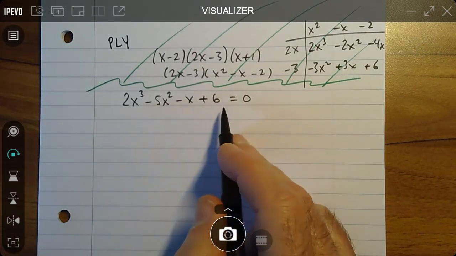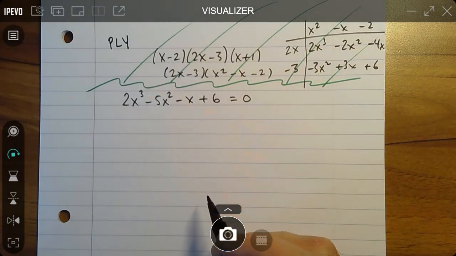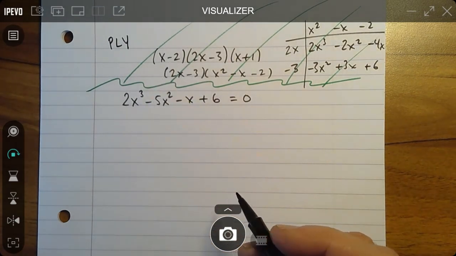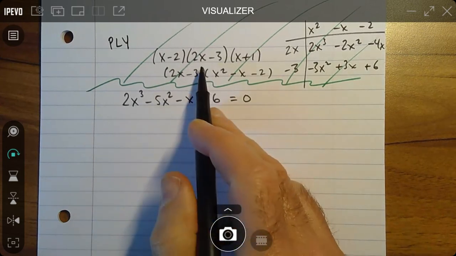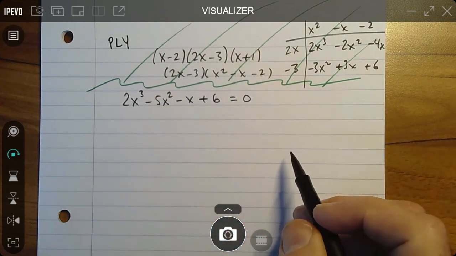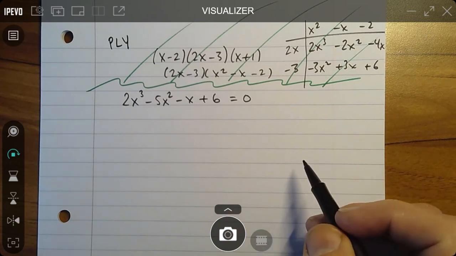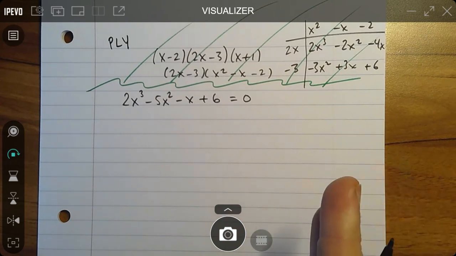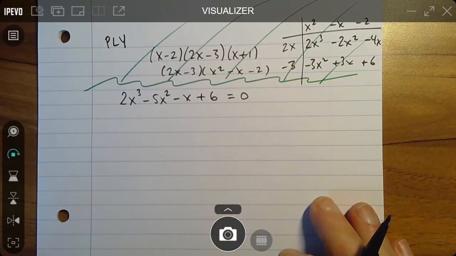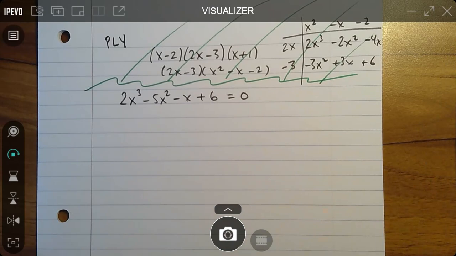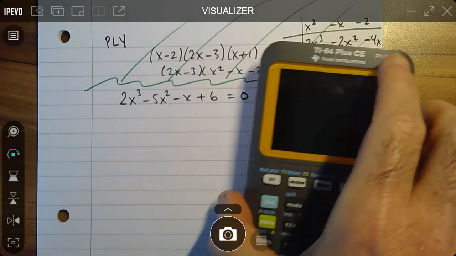If we were to graph this, we would see that it has an x-intercept at 2. Then we know that x minus 2 is a factor. We divide out the x minus 2, we get this quadratic, which is obviously factorable, and we get our 3 solutions. So we either had some tedious algebra or we had to use the calculator. So let's go ahead and use the calculator right out of the gate.